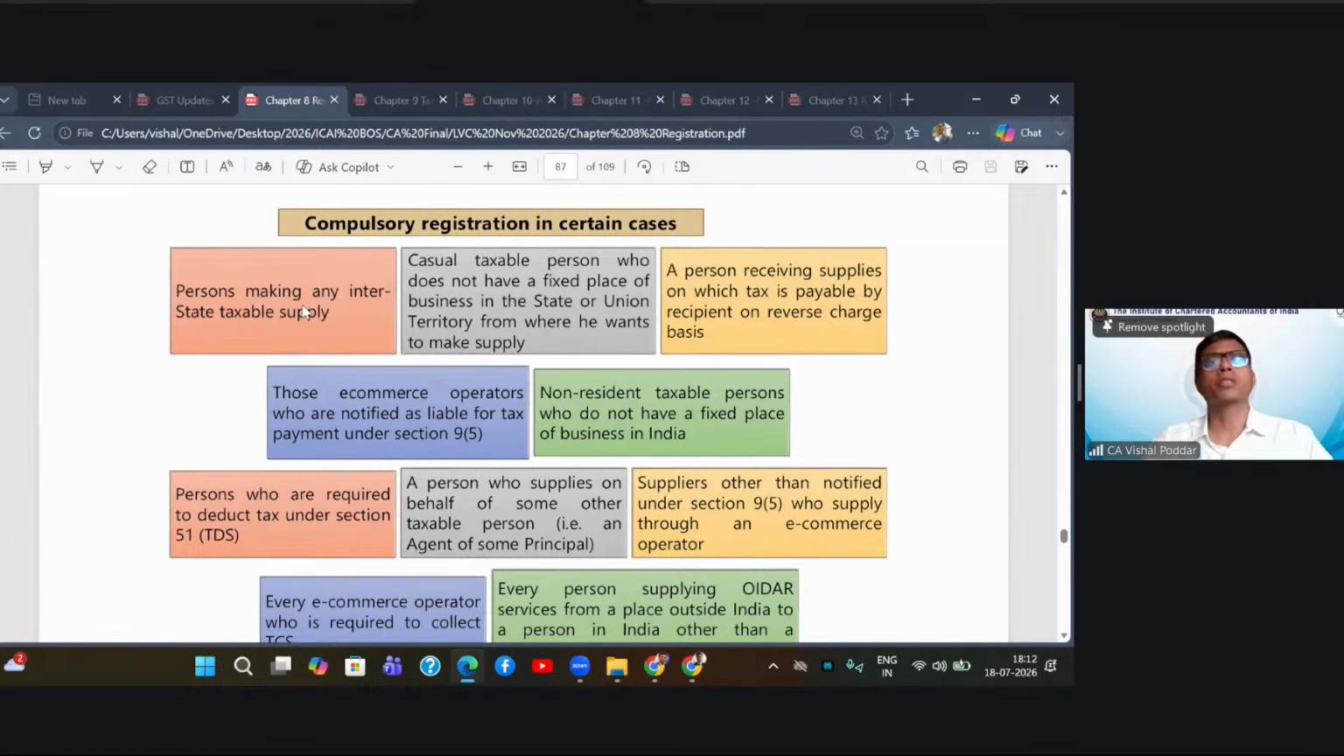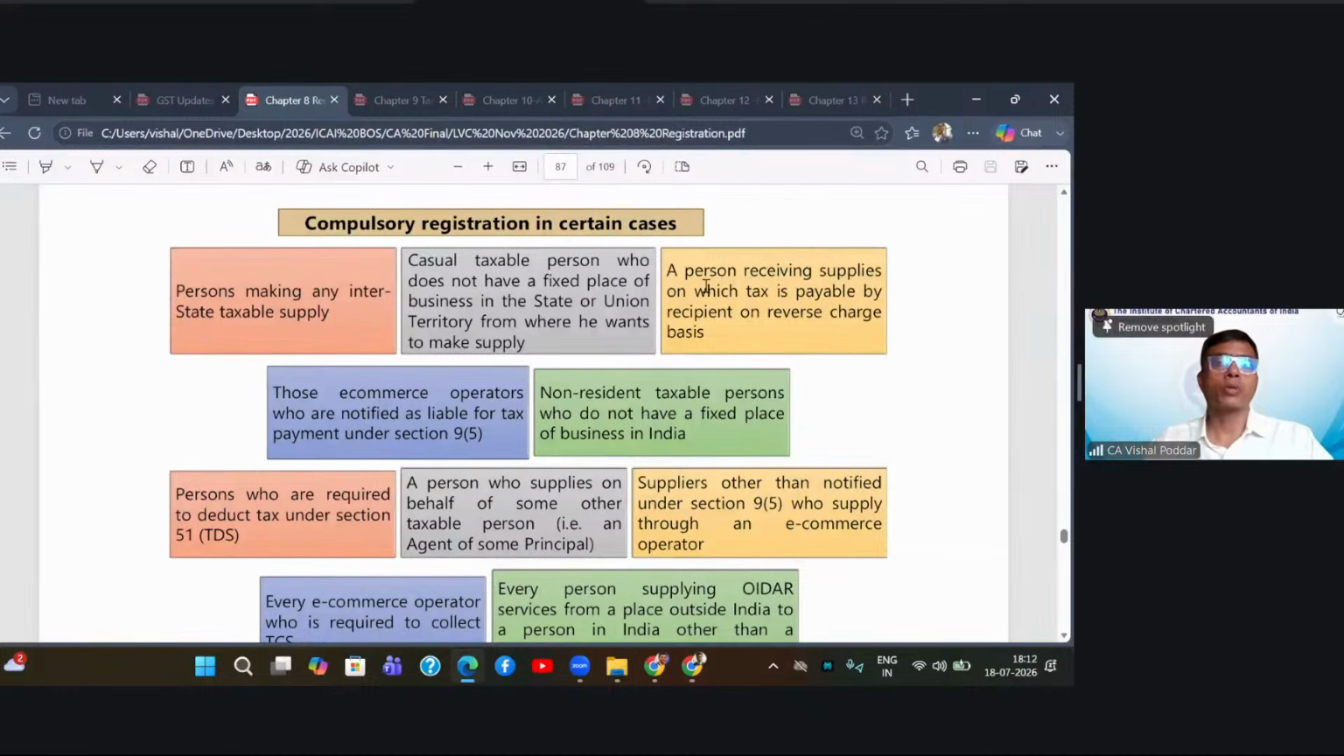So first is a person who is making interstate supply of goods, not interstate supply of service, because that has been given relaxation in section 23. Next, a casual taxable person who goes to another state for a temporary period for making a supply from there. Similarly, a non-resident taxable person who again goes to another state for making a supply from there.